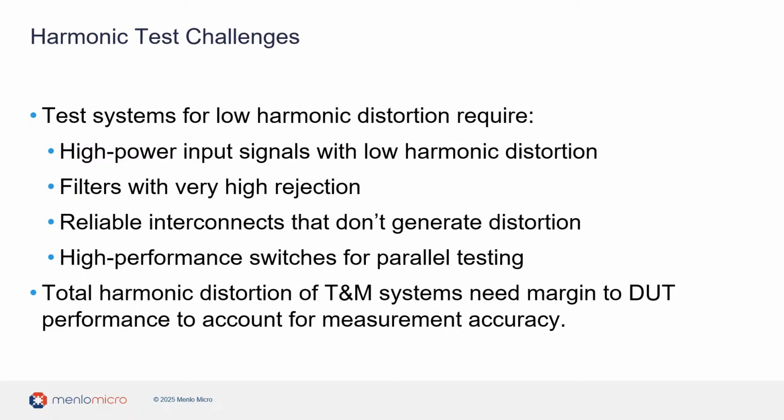All of these requirements create a total harmonic distortion requirement for the test and measurement system that needs margin to the expected DUT performance to account for any kind of measurement accuracy. In our experience, this could be as much as 10 dB.